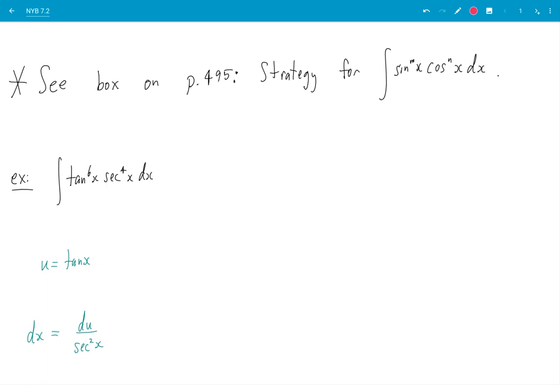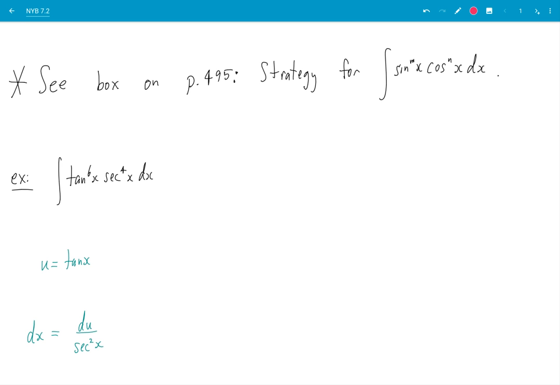Okay, so there is a useful box in your textbook that summarizes how to deal with this guy. Well, mostly. This is an M here. It looks kind of small on my screen. So if M is odd, it tells you what to do. If N is odd, it tells you what to do. If they're both even, then you have some trouble. You have to use some trig identities, and so on.